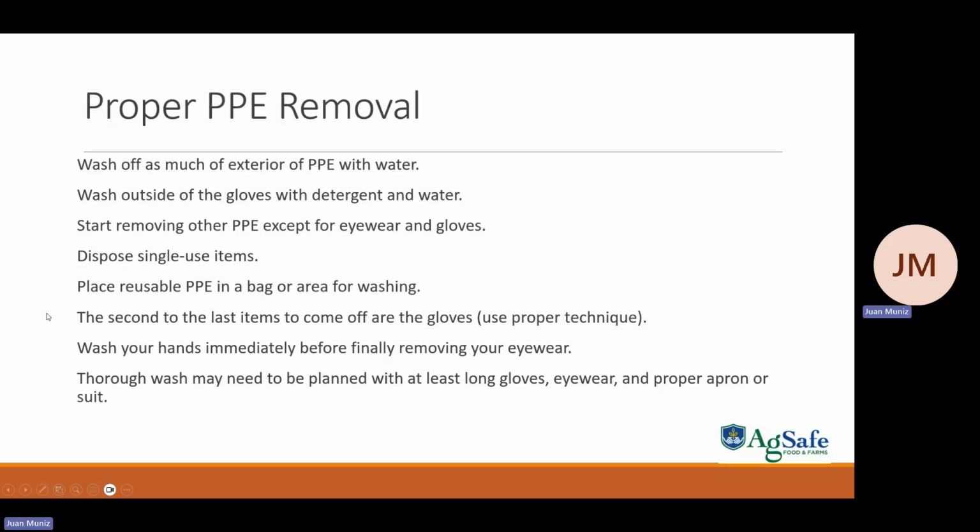Proper removal of PPE. Wash off as much of exterior PPE with water. Wash the outside of the gloves with detergent and water. Start removing other PPE except for your eyewear and gloves. Dispose single-use items. Place reusable PPE in a bag or area for washing.